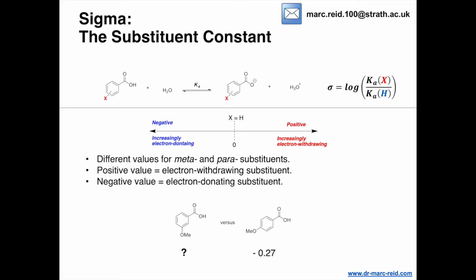So what about meta versus para-methoxy? If para-methoxy has a sigma value of negative 0.27, what might we expect for meta-methoxy? Again, pause the video now if you want to give this question a go.